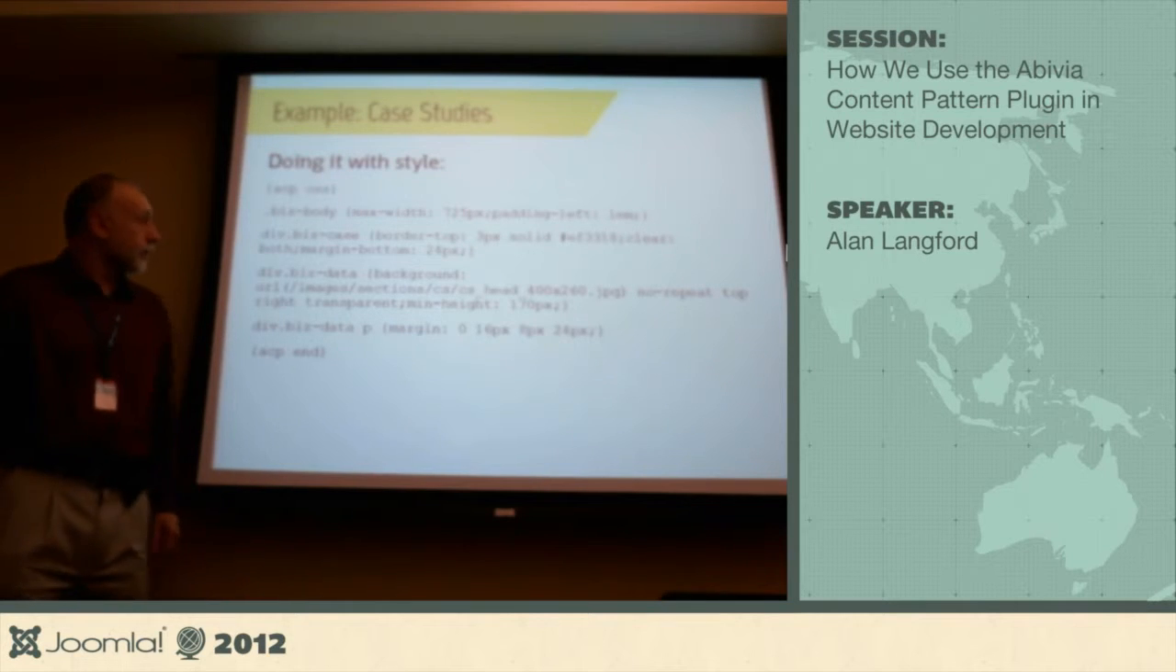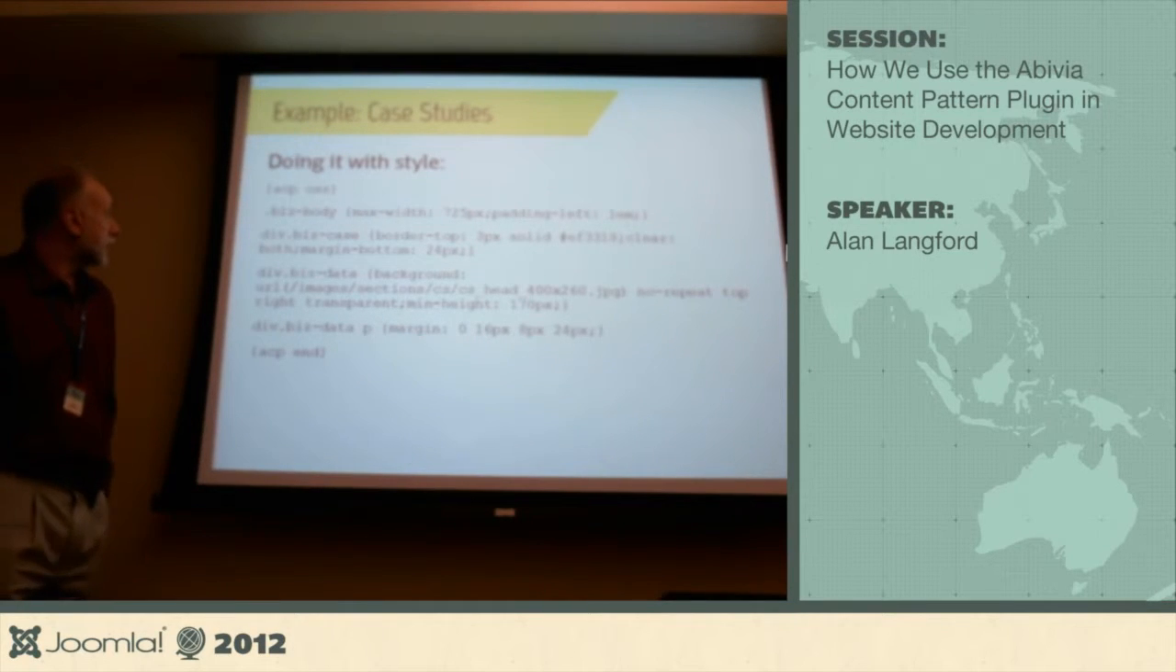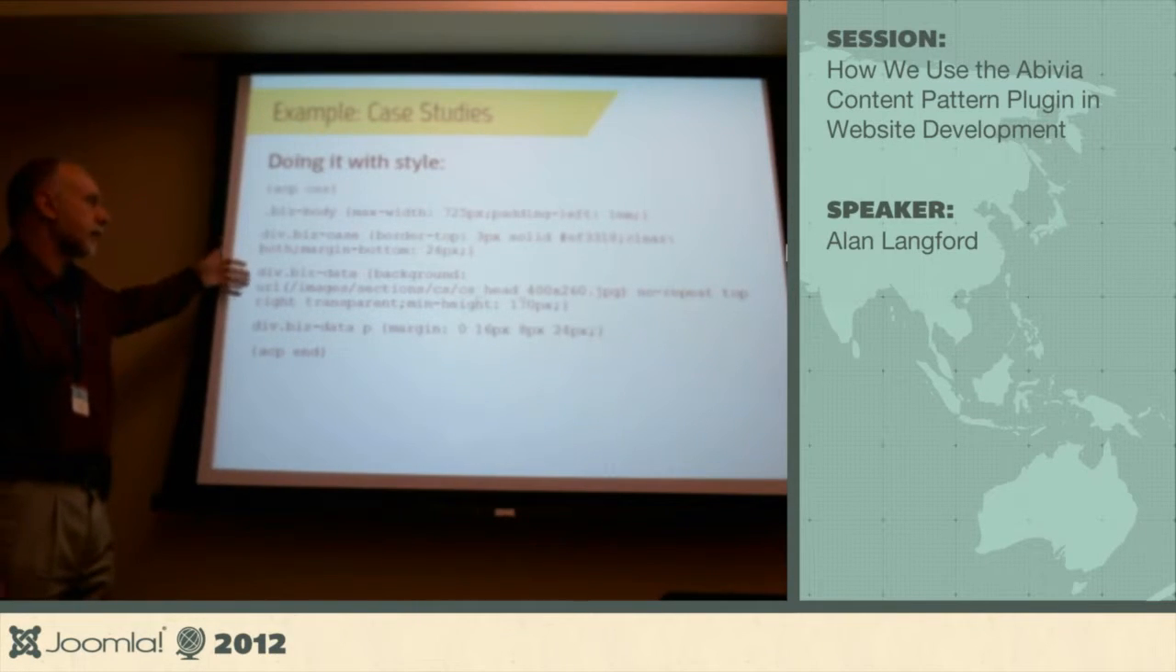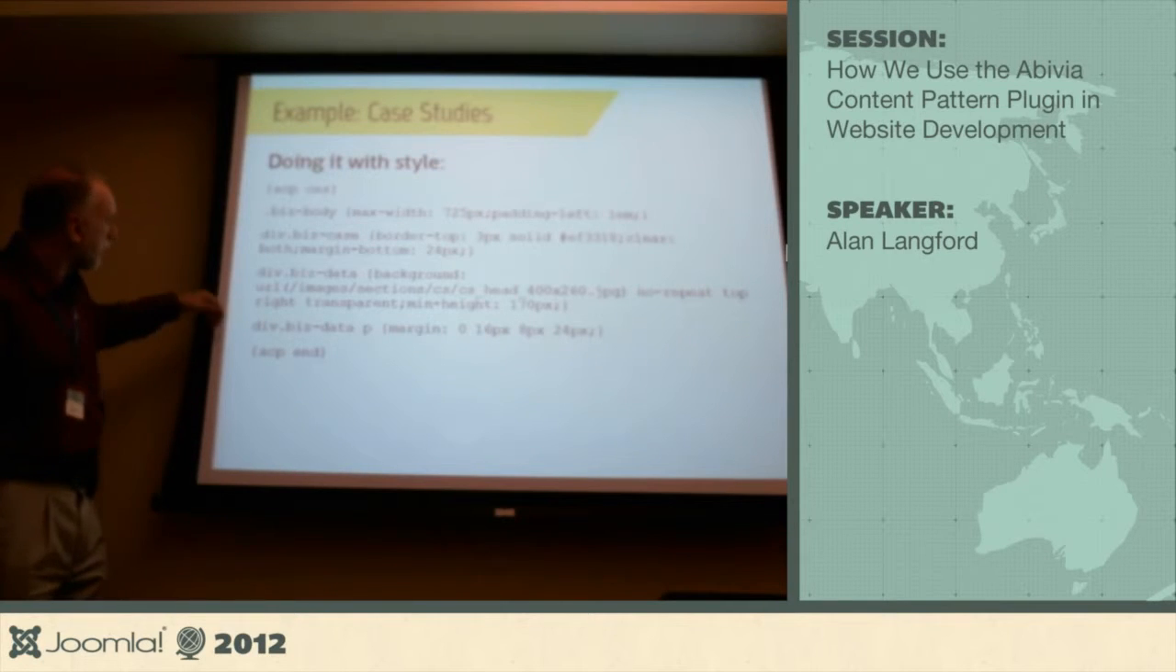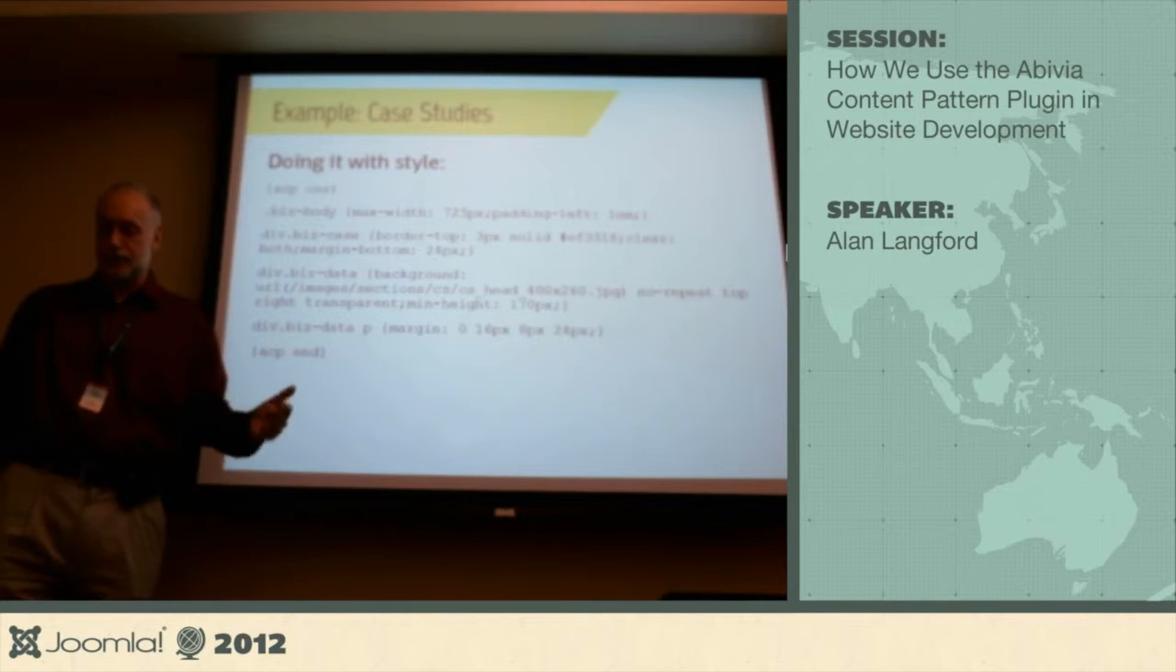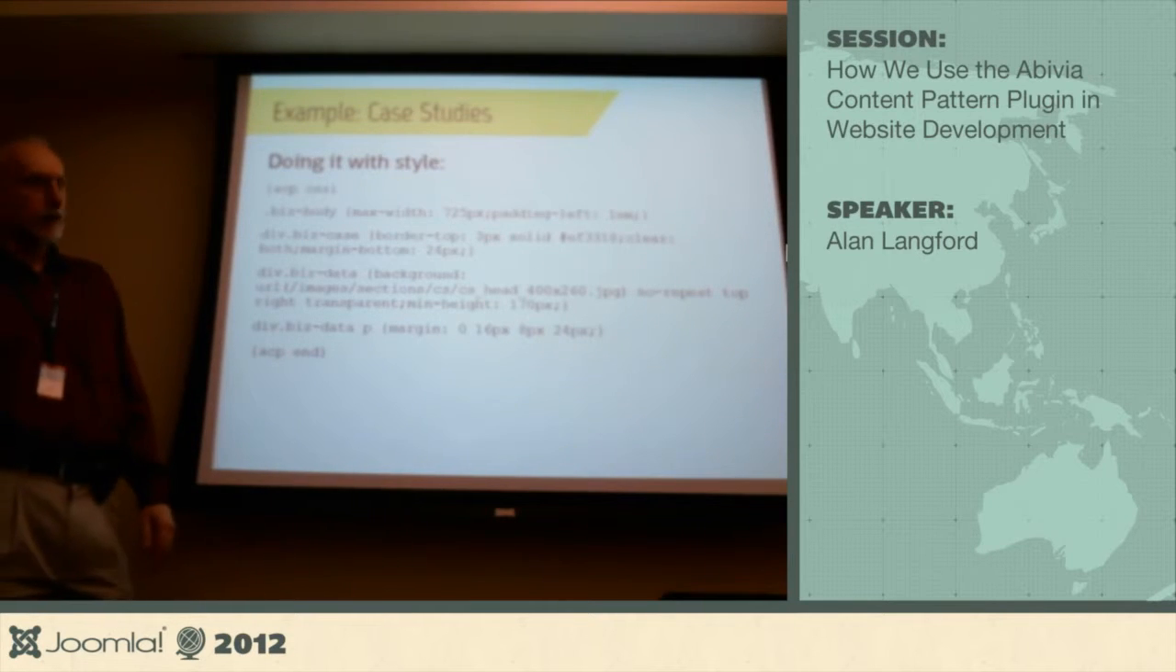So we also do this by generating the CSS. So this is the CSS for that pattern. It's all pretty straightforward. We're just adding in the background image and a couple of other things. But the ACP CSS, ACPN, is the thing that you use to bracket the injection of CSS.